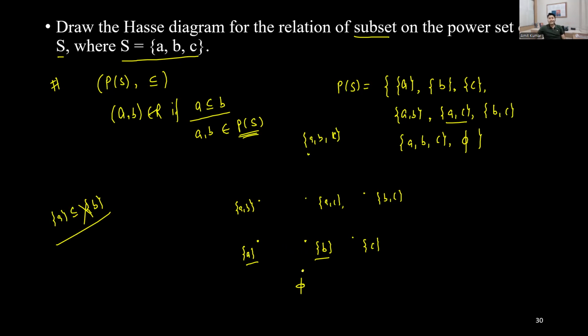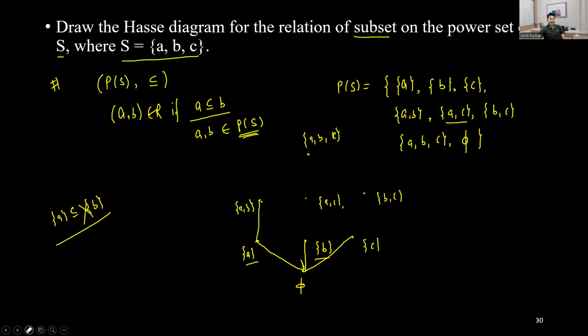I am trying to draw it directly without drawing reflexive and transitive edges. Now connect it layer wise. Phi is a subset of every set, so I will connect it with the first layer only. Because when I connect phi with AB, A is a subset of AB also. In this case, phi to AB will become a transitive edge, since phi is a subset of A and A is a subset of AB. So I am not drawing it.